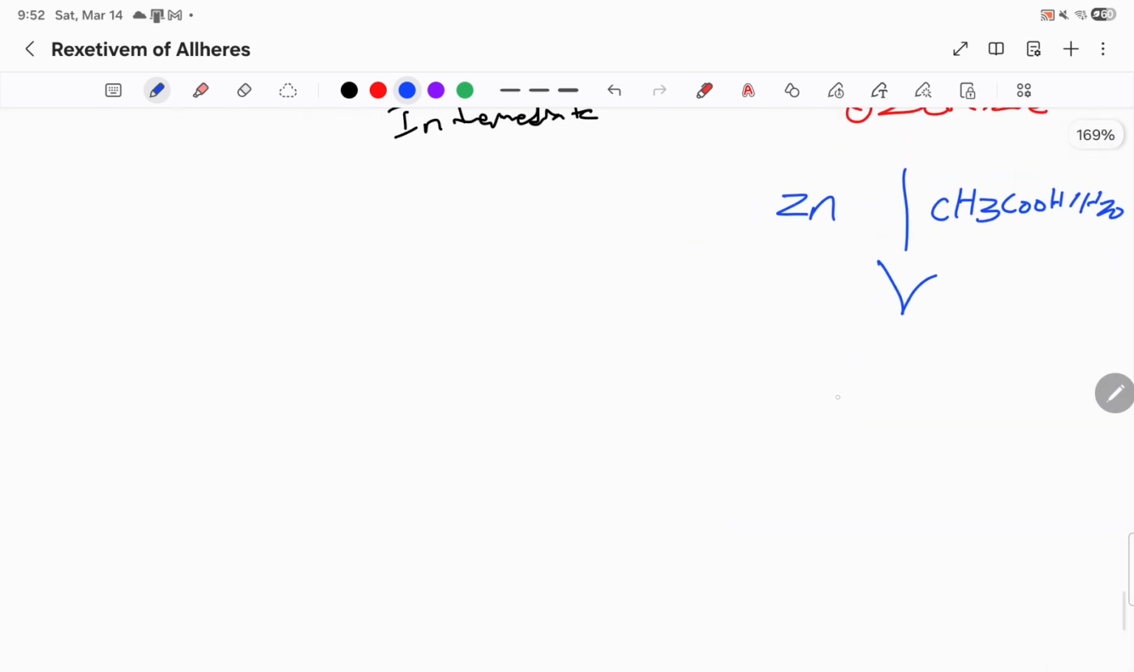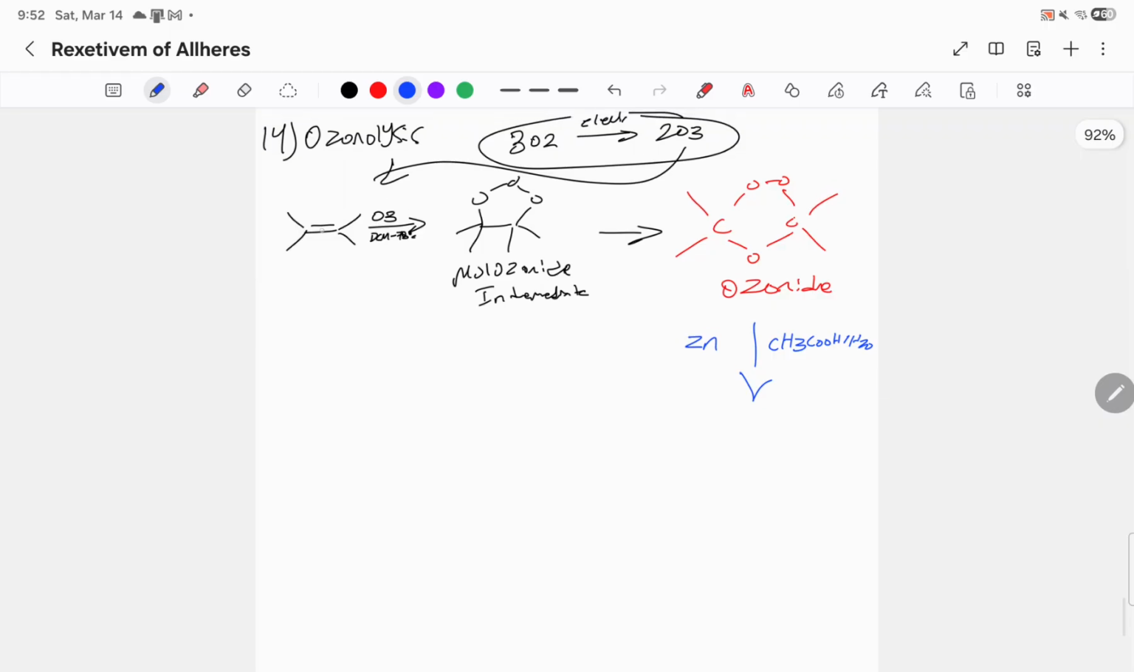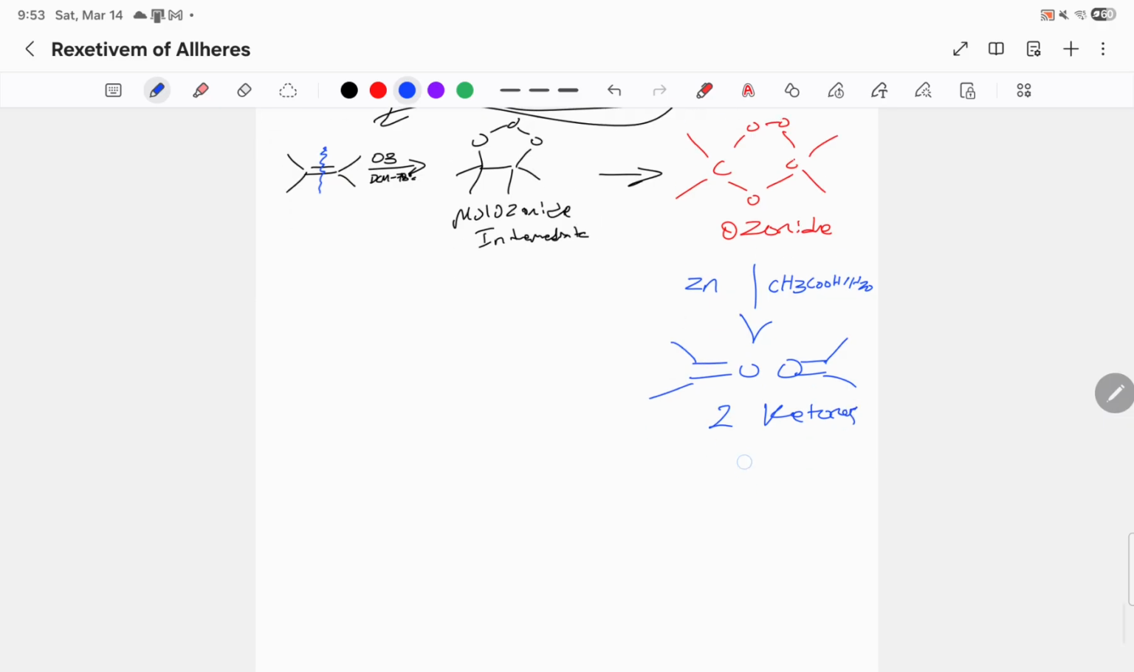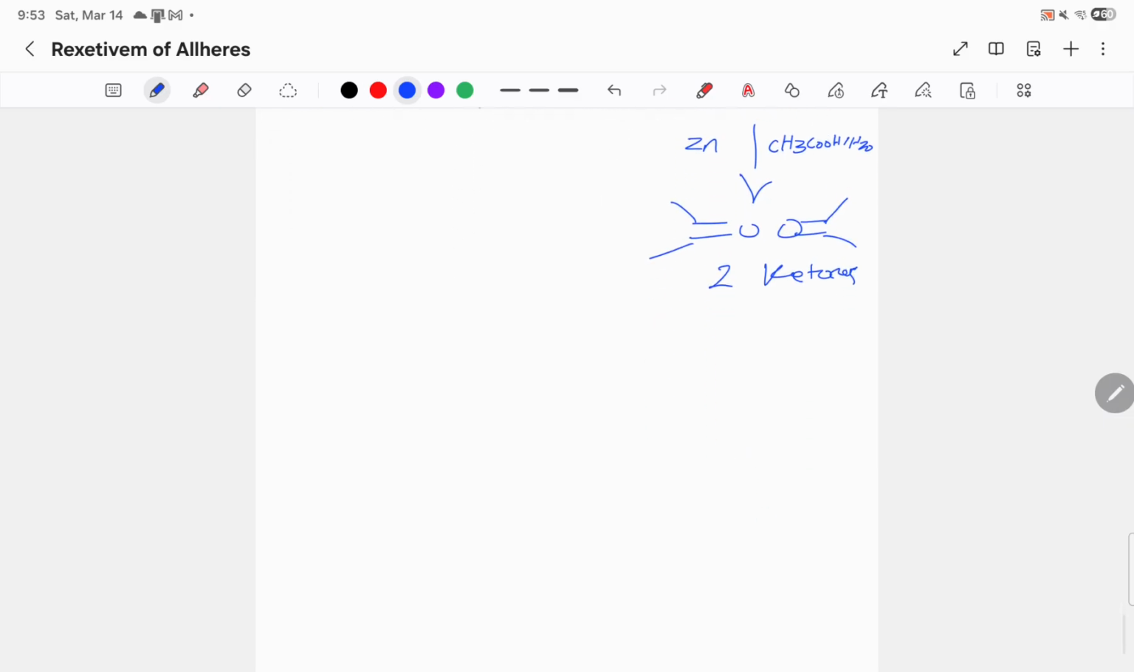Into our product. Again, in this case, because I told you we're essentially splitting this down the middle, we are going to get 2 ketones, okay? So 2 ketones are produced here. But there are other cases. There are other kinds of scenarios. So in this case, let's go through this reaction.